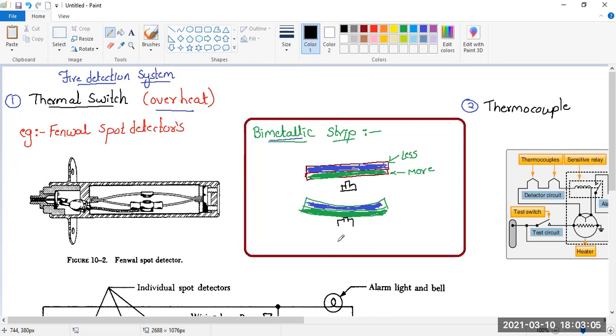What we are doing is taking two blocks, each of different material, one having a low coefficient of expansion, another having a high coefficient of expansion. When you heat this to a certain temperature, the bottom will expand more, the top one will expand less, because of which it will bend. And when it bends, I can just keep a small micro switch over here.